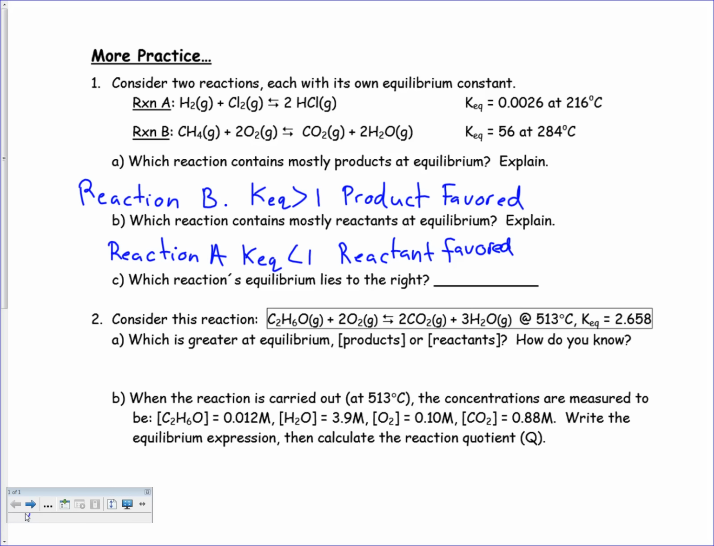Which reaction's equilibrium lies to the right? Well, to the right means on the product side, because when we say to the right or the left, we're talking about if you're looking at an equilibrium reaction. And so to the right, the one that's product favored, that would be reaction B.